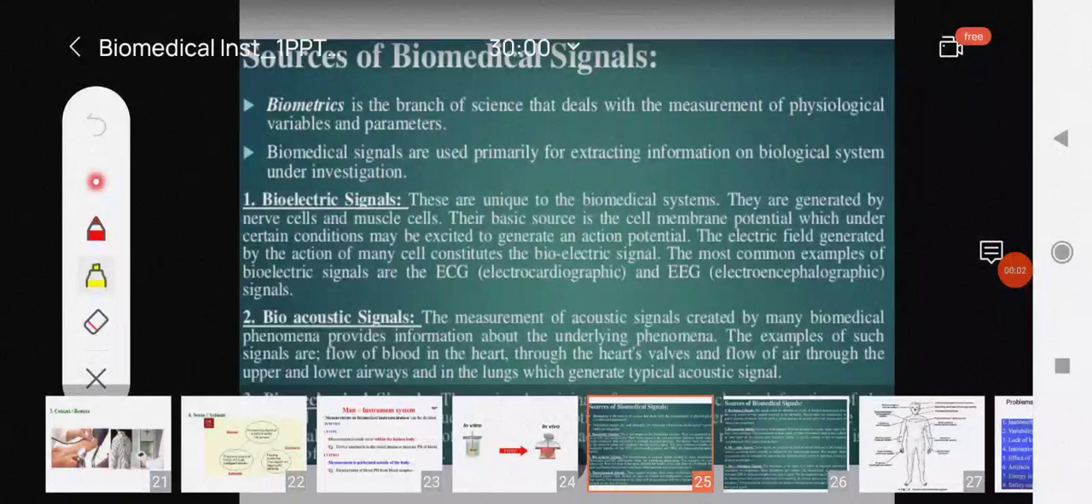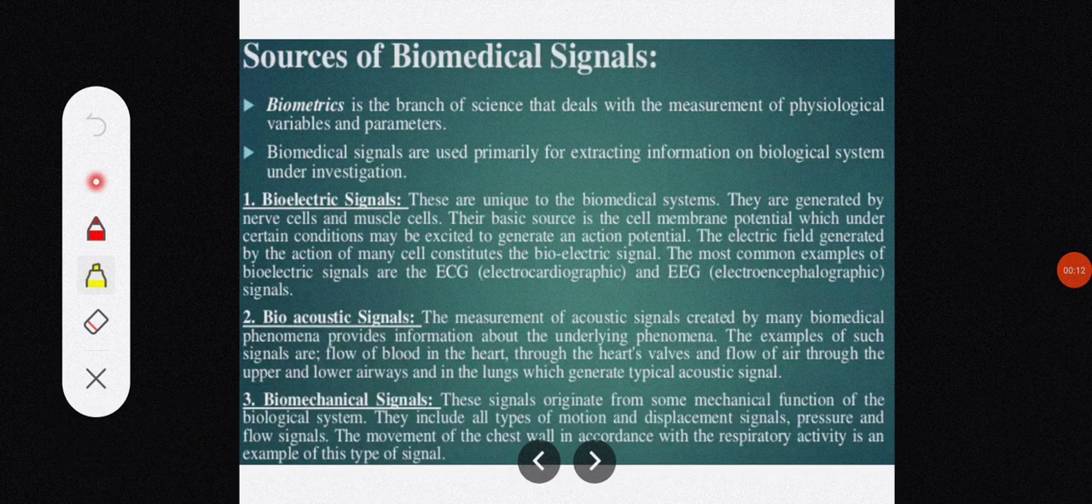Hello students, in this class I'll start the topic bioelectric potentials. In my previous lectures I discussed sources of biomedical signals, and in that I discussed bioelectric signals. So in today's class I'll be discussing in detail the bioelectric signals, or you can say the bioelectric potentials.